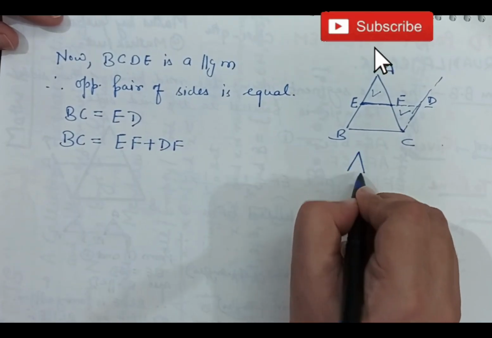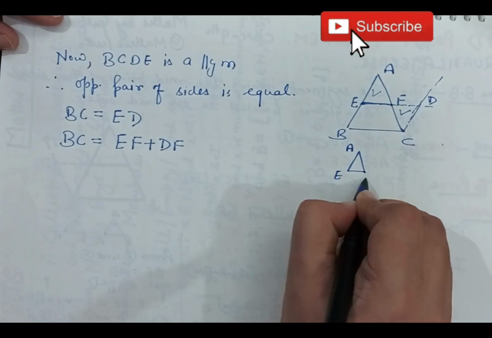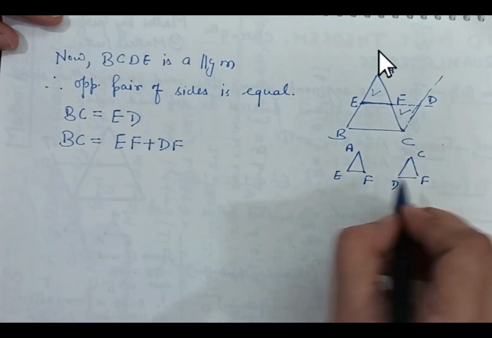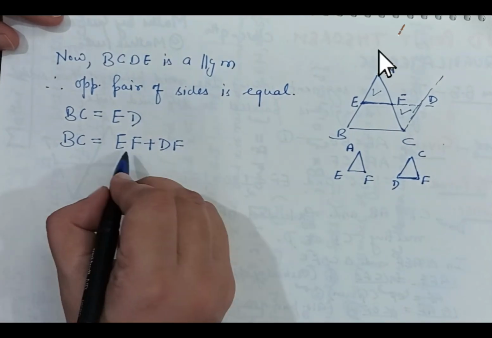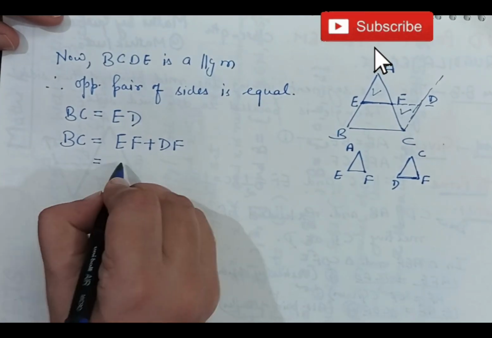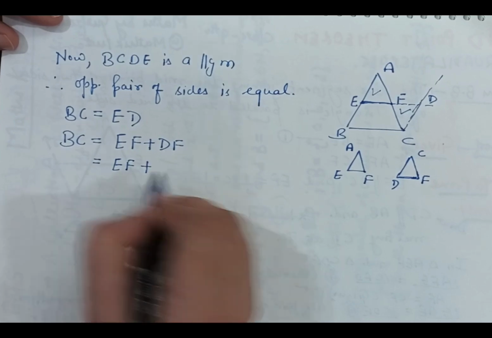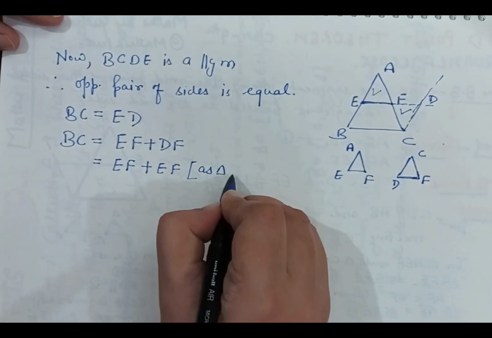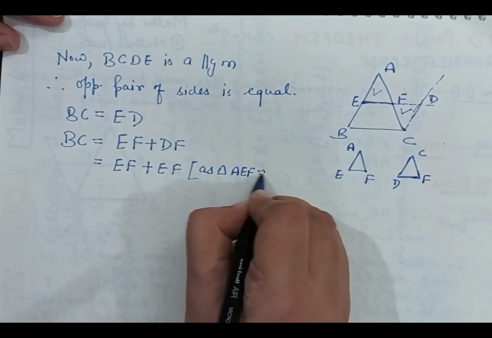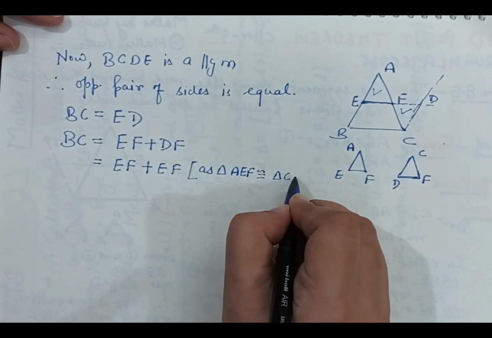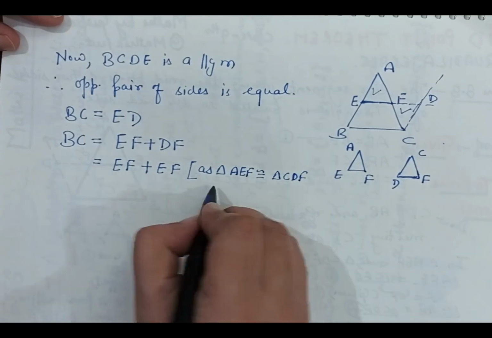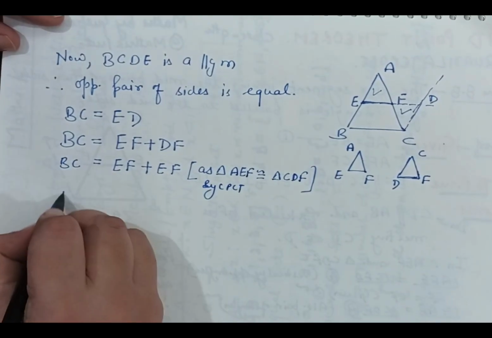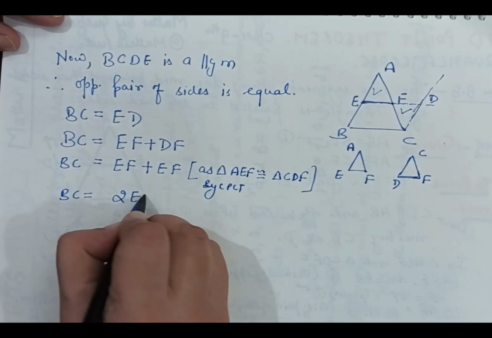We have proved these two triangles congruent, AEF and CDF. So by CPCT, EF is equal to DF. So EF is as it is, and this DF can be written as EF. So BC is equal to 2 times EF.